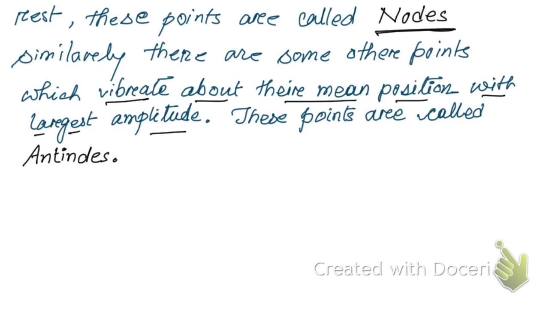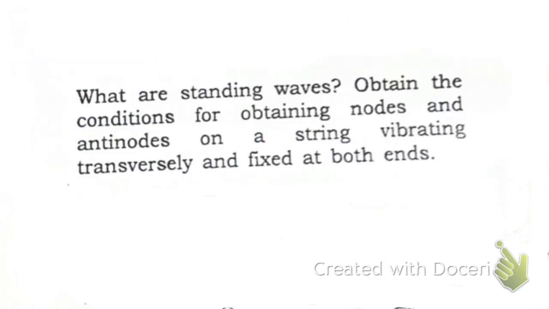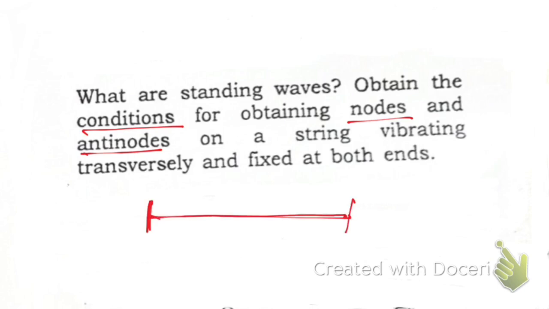So now let's discuss the next part of this topic, that is the conditions for nodes and antinodes on a string vibrating transversely, fixed at both ends. Suppose there is a string whose two ends are fixed, and it is vibrating. We need to find the conditions for nodes and antinodes here. Okay, let's discuss this.